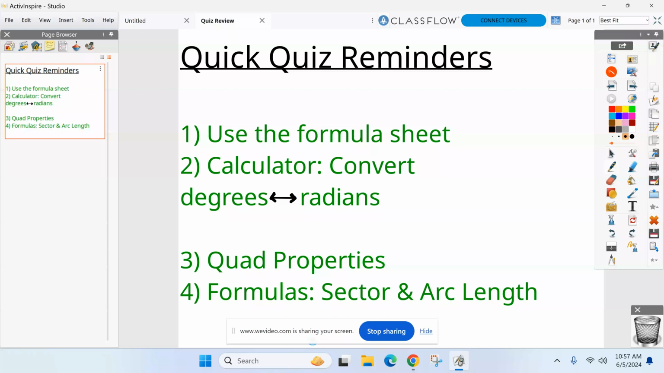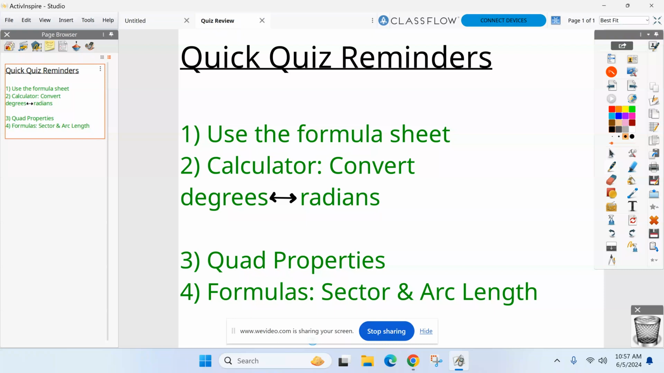I don't mind telling you one of the 15 questions tomorrow is a very easy quad property question, but it's going to be a guessing game if you don't know your properties. All right, so very easy 2 points, but it's going to become a guessing game if you don't know most of your quad properties. So I wanted to give you a heads up on there. And then let me talk about 2 and 4 at the same time right now.